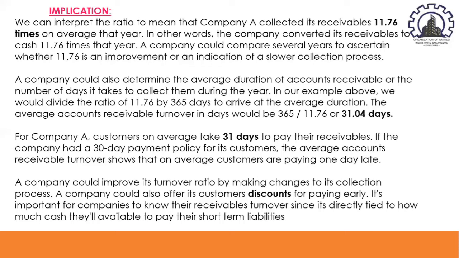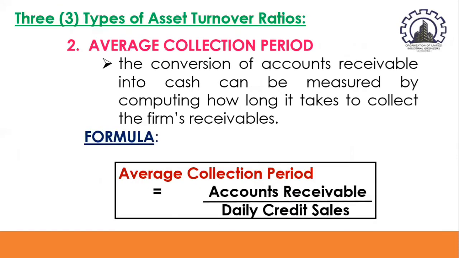So the next type of asset turnover ratio would be average collection period. If we say average collection period, it is the conversion of accounts receivable into cash, which can be measured by computing how long it takes to collect the firm's receivables. And the formula that we will be using in calculating average collection period would be accounts receivable all over daily credit sales.